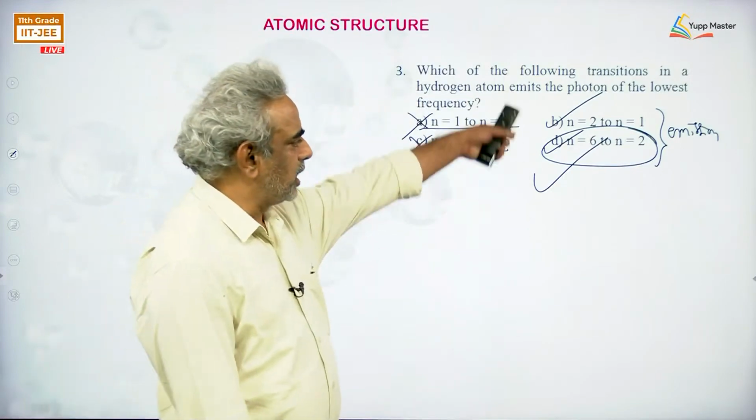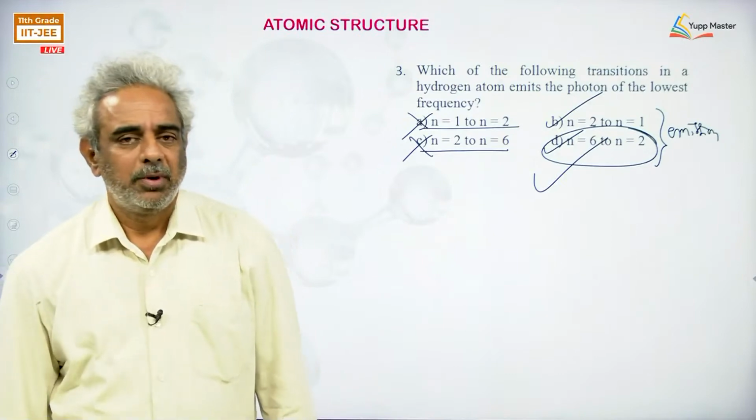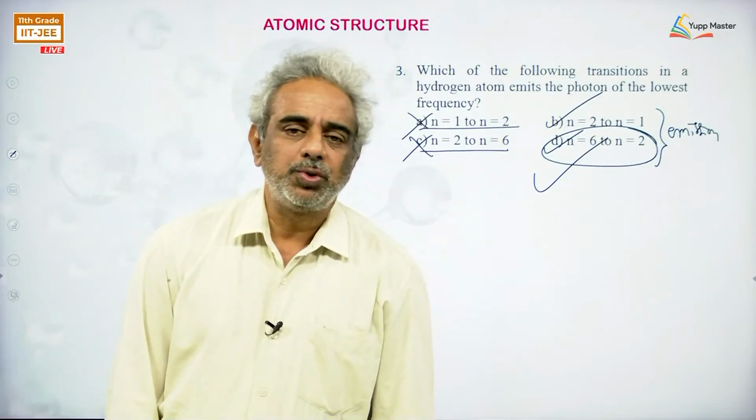One thing, otherwise that is ultraviolet light, this is visible light, because 2 to 1 is Lyman, 6 to 2 is Balmer.